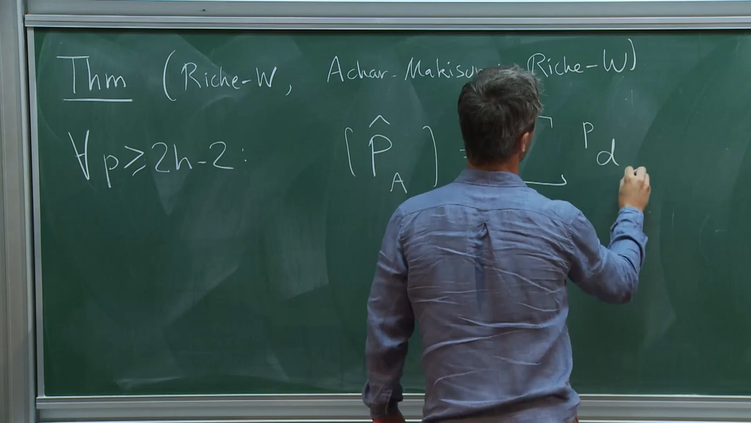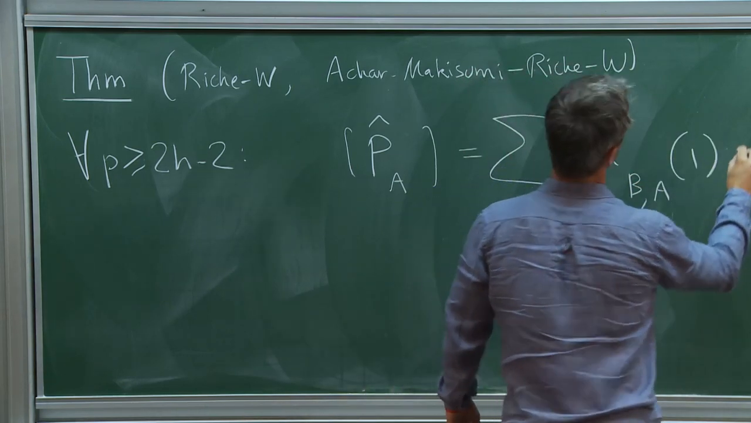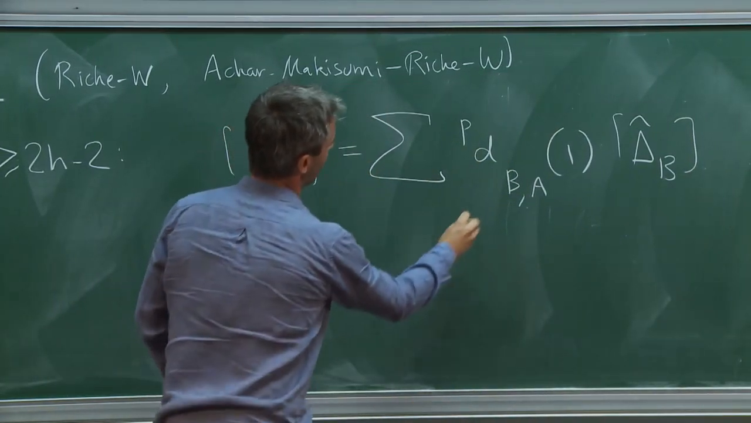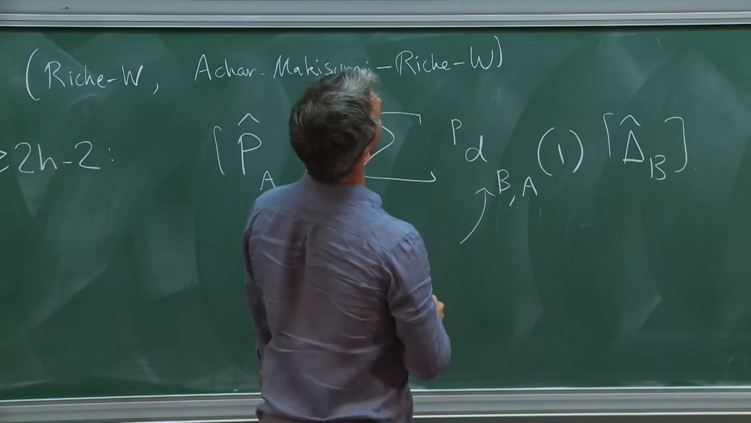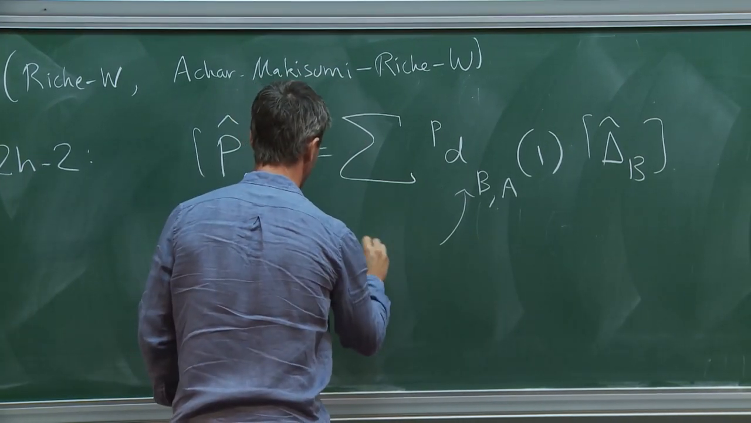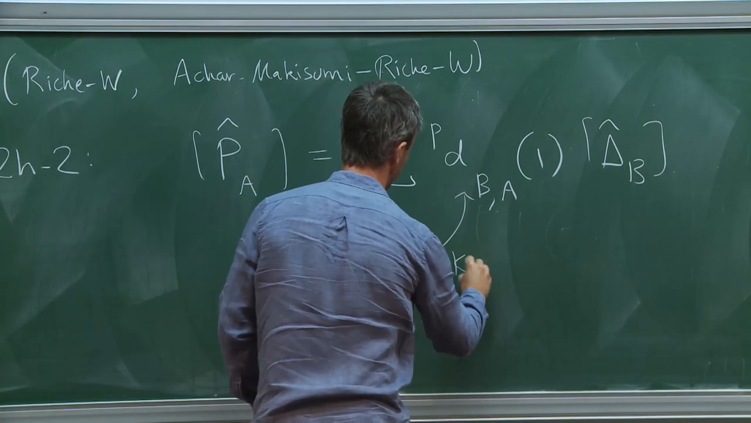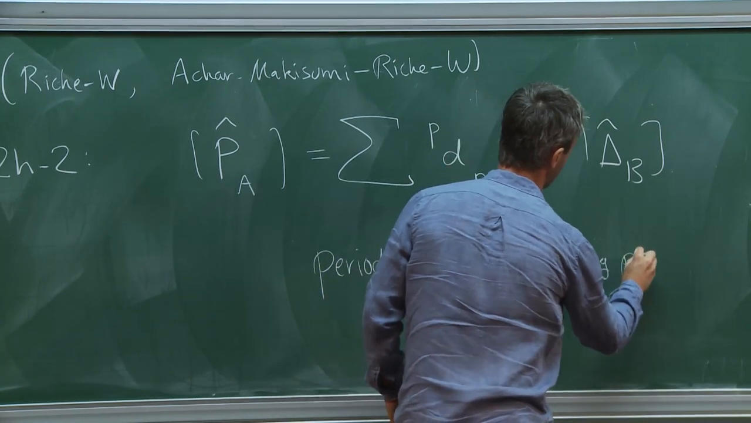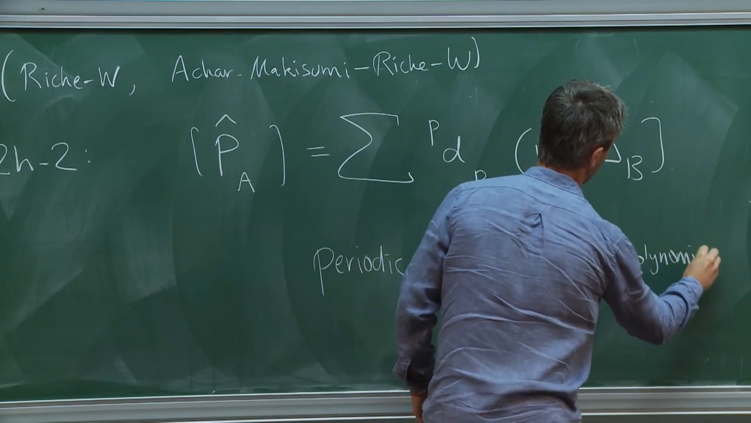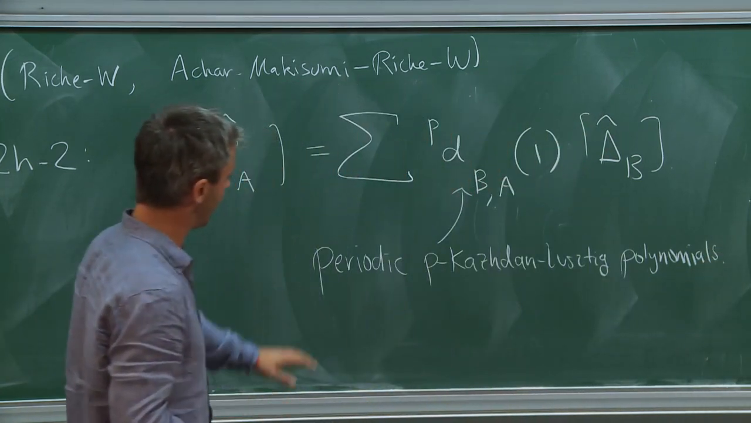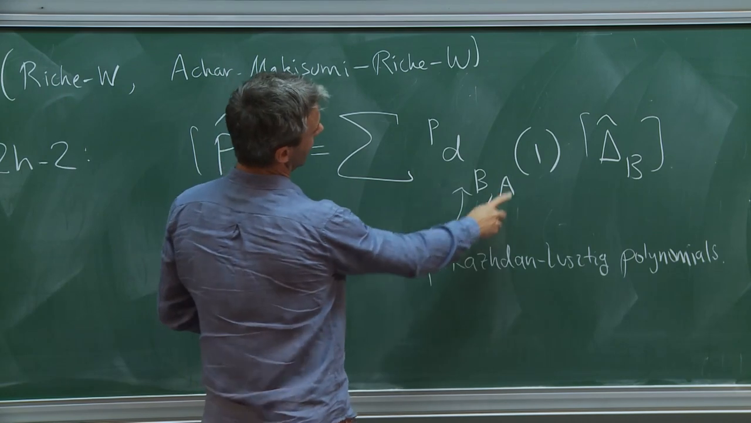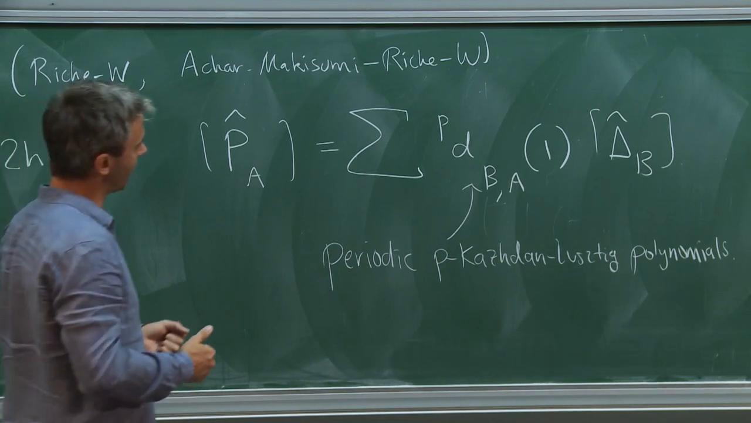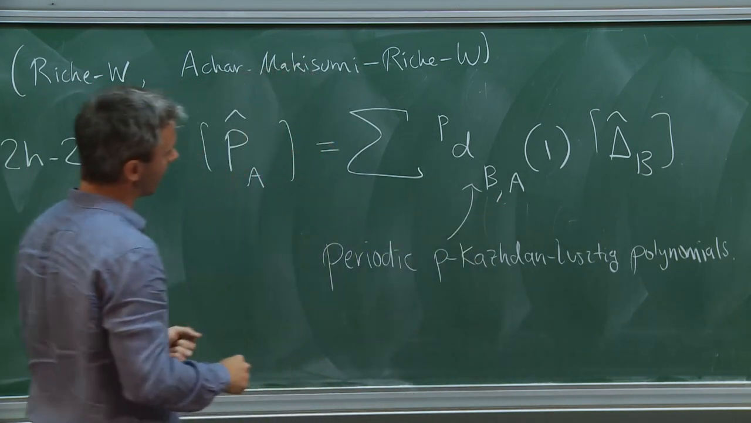This formula holds, so it looks almost the same. These are so-called p-Kazhdan-Lusztig polynomials, or periodic p-Kazhdan-Lusztig polynomials. I'll explain in more detail what these are in a second, but roughly speaking, Kazhdan-Lusztig polynomials are measuring the stalks of intersection cohomology complexes on the flag variety, and these are measuring the stalks of some objects called parity sheaves on the flag variety.